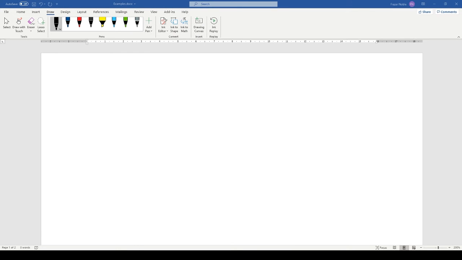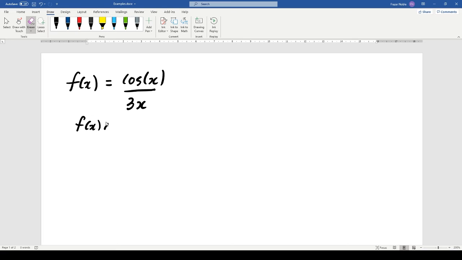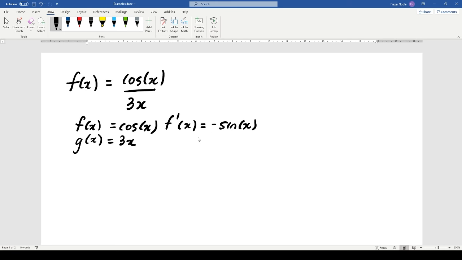Okay, let's look at another example. Let's say that we have f of x being equal to cosine x divided by 3x, and we want to figure out what the derivative of this function is. So let's say that f of x is equal to cosine of x, and that g of x is equal to 3 times x. So the derivative f dash x is equal to minus sine x, and the derivative g dash x is equal to 3.